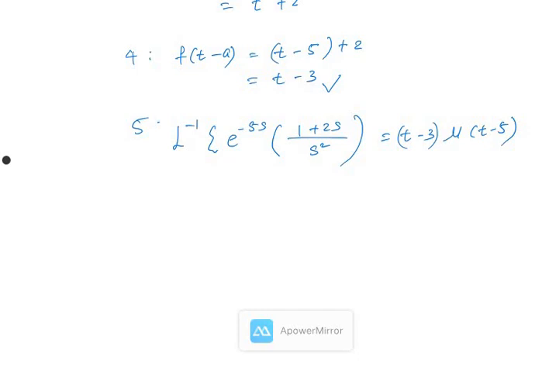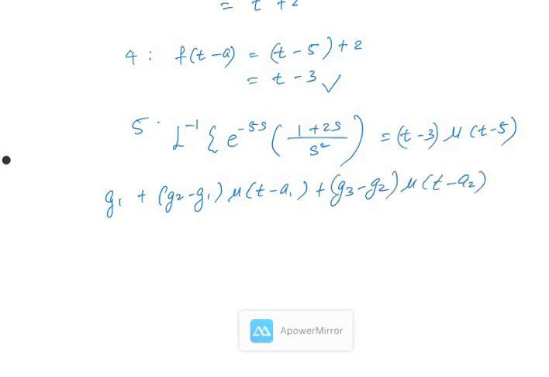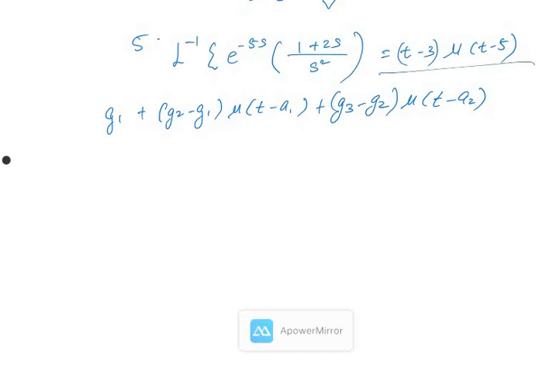Okay, and then we compare with g1 plus g2 minus g1, unit step t minus a1, plus g3 minus g2, unit step t minus a2. So again, g1 is equal to 0, we don't have anything. And then g2 minus g1, we only have this one, t minus 3. So g2 is equal to t minus 3 because g1 is 0.